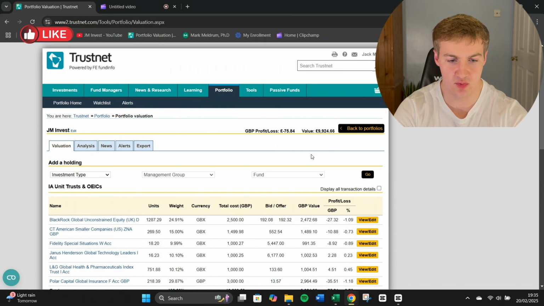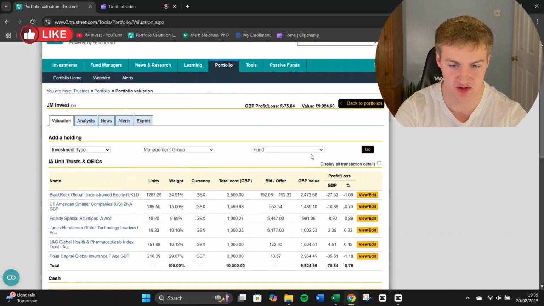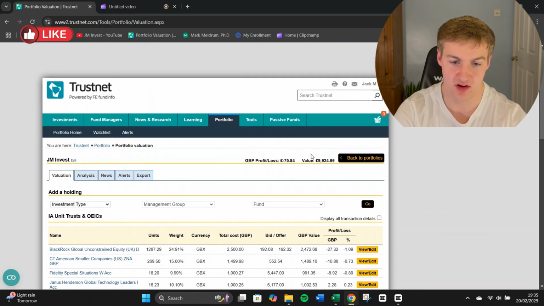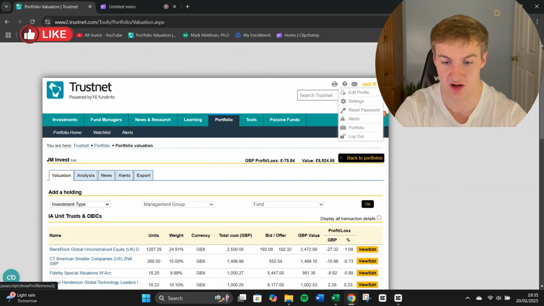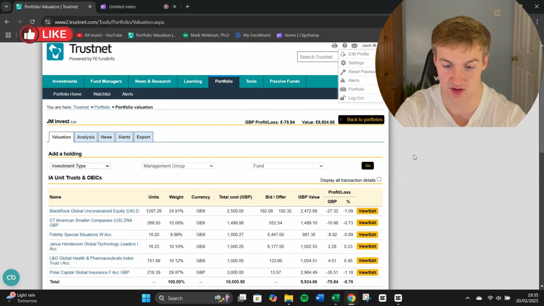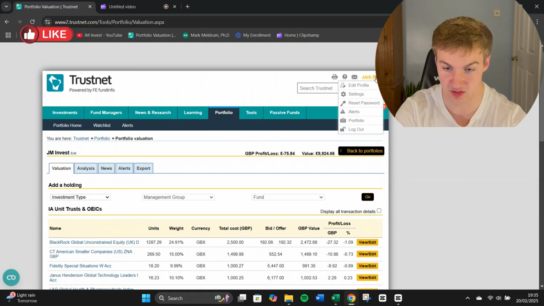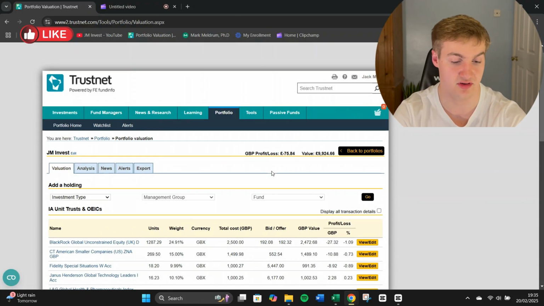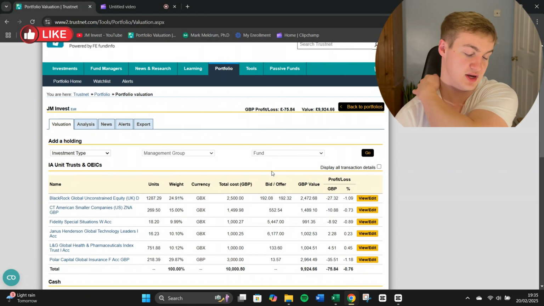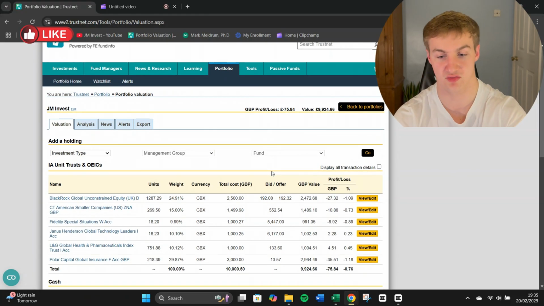Okay, so here we are over on TrustNet. Before I start, I will say I really like this platform. I keep calling it software, it's just a website. I think it's super useful, and if you're into your investments, it's free to sign up. You can set up a profile for free, just put your details in, and you can upload your own portfolio to this website and do everything that we're going to do with this series. You can upload stocks, ETFs, mutual funds, which I've got here, and it's just a really useful tool.